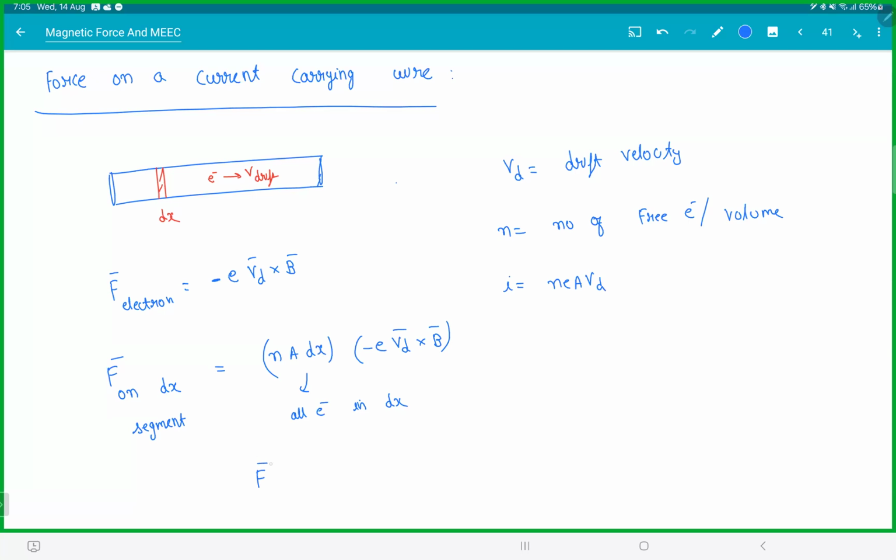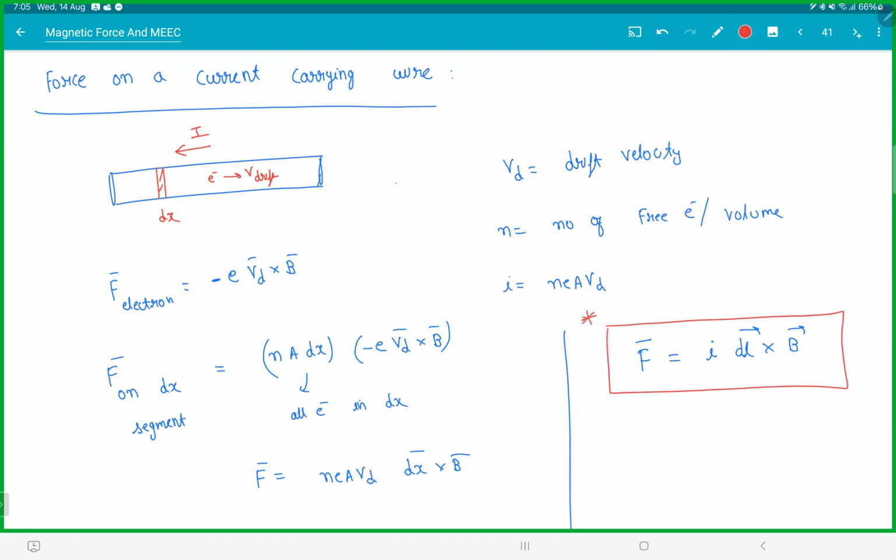So now when I combine this, I'll get force is equal to that nAe vd becomes current. Remember, current flows in the opposite direction of the electrons' motion. So if the electrons are going right, the current is actually flowing to the left. So this becomes nAe v drift into dx bar cross B. There, so this is your final formula. So the force on a dx segment is given by I into dl bar cross B bar. This is a force on a dl segment.